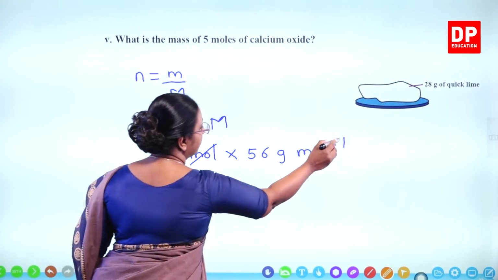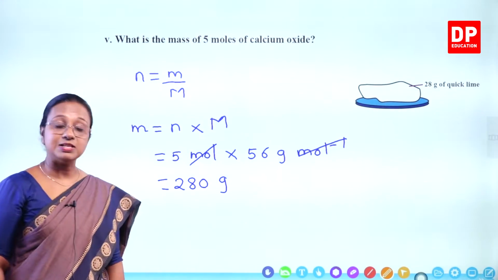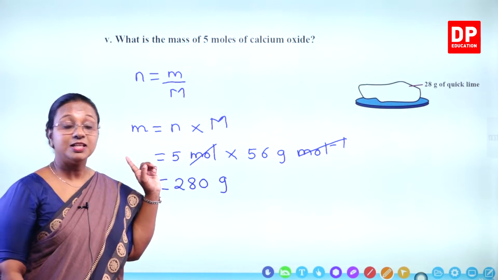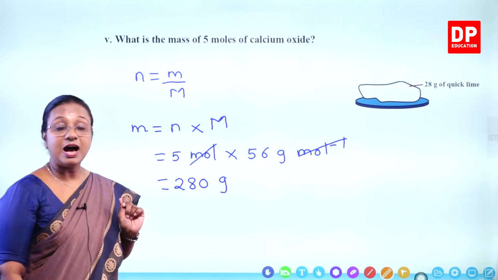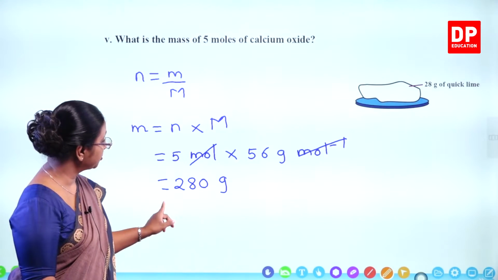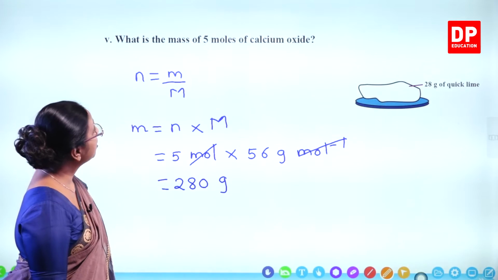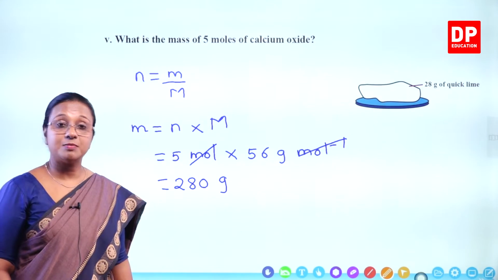Here also the mole and mole minus 1 will get cancelled off. So now you can see the advantage of writing the units. You get the final answer with the unit grams, 280 grams. That is the mass of 5 moles of calcium oxide.